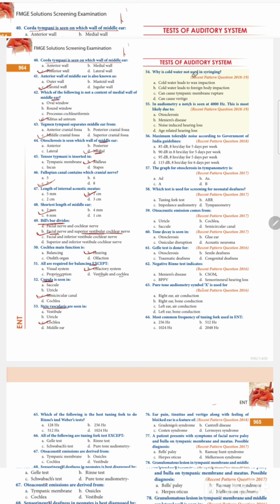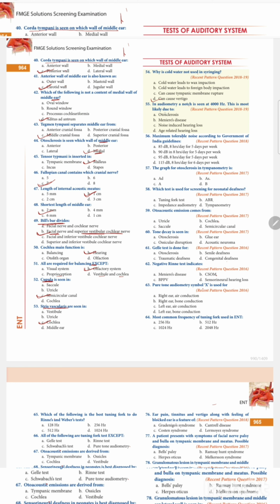Why is cold water not used in syringing? A. Cold water leads to wax infection. B. Cold water leads to foreign body infection. C. It can cause tympanic membrane rupture. D. It can cause vertigo. Cold water can cause vertigo.